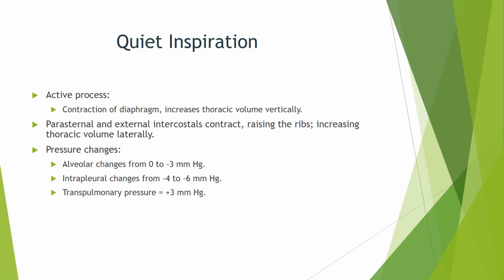What we have is from 0 to -3 millimeters of mercury, now from sea level, okay, not at 0 to -3, okay? So this is the range in which it changes. Also, we'll have the intrapleural pressure change from -4 to -6 millimeters of mercury, and the transpulmonary pressure of +3 millimeters of mercury. Again, not as a final number, but rather this is the range. So you see it's very small in terms of inspiration for this to occur.